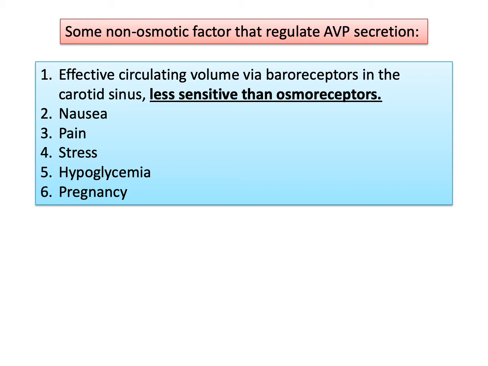Let's also look at some of the non-osmotic factors that regulate ADH secretion. Effective circulating volume, which acts via baroreceptors in the carotid sinus, but mind you, this is less sensitive than osmoreceptors. The other causes are nausea, pain, stress, hypoglycemia, and pregnancy.